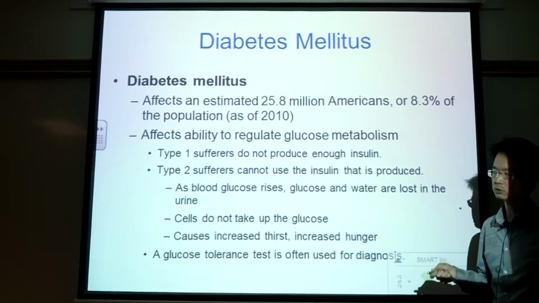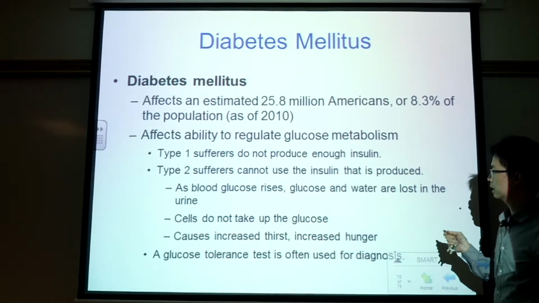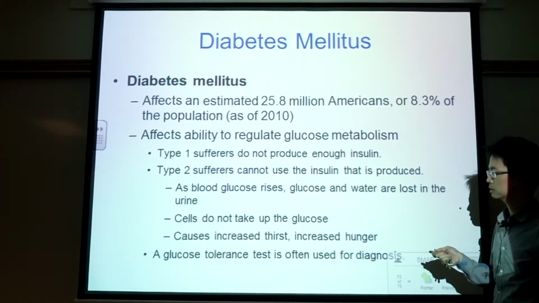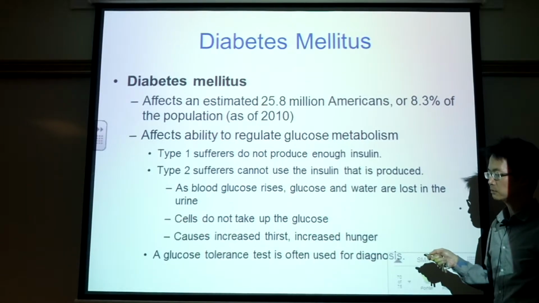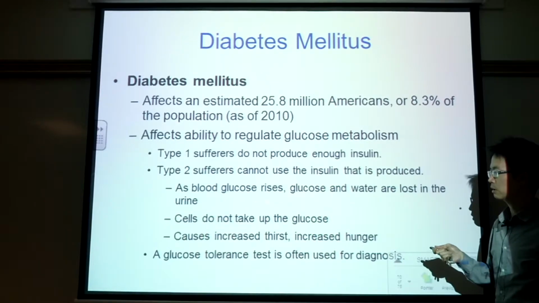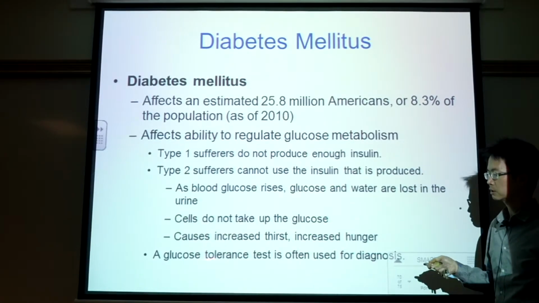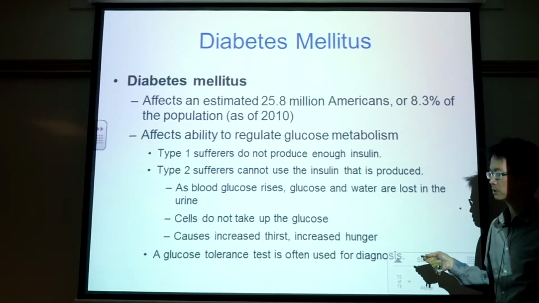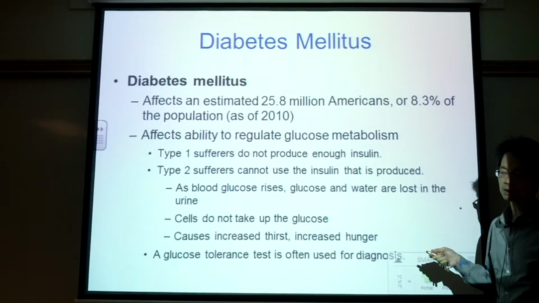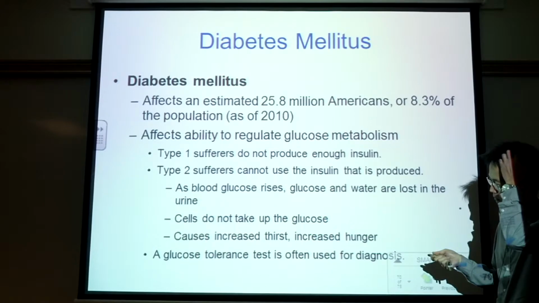And when blood glucose increases, the glucose and water are lost in the urine, and the cells cannot absorb glucose into the cytoplasm. Because they lose so much glucose and water in the urine, they urinate frequently. It causes thirstiness because they lose so much water, and increased hunger because they lose a lot of glucose, and the body cannot store glucose. That's why they want to eat a lot.